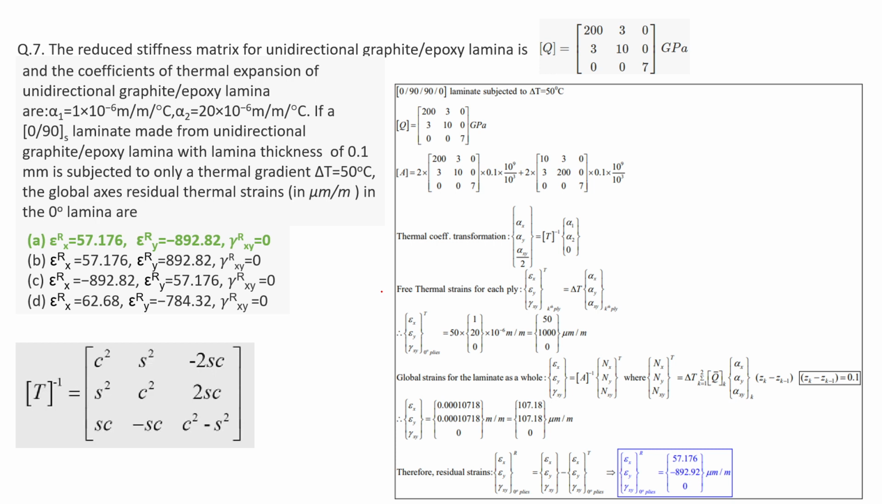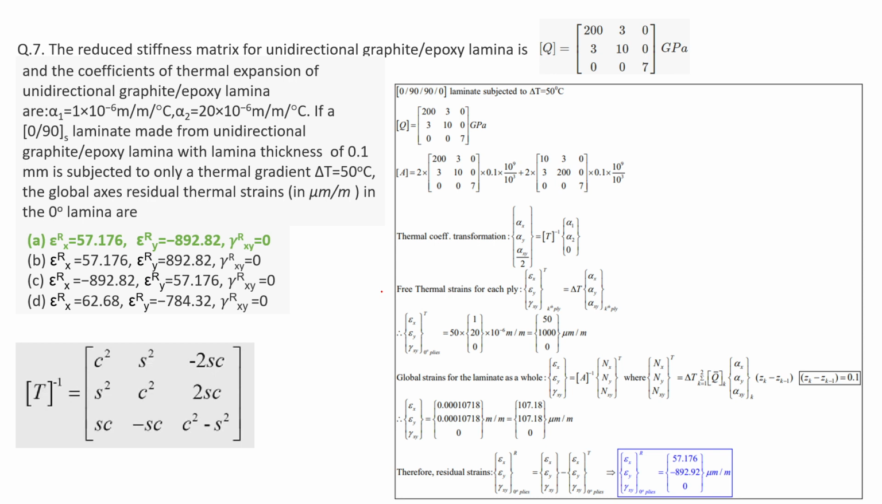Next question is that the reduced stiffness matrix for a unidirectional graphite epoxy lamina is given, which is the same as the previous one. And the coefficients of thermal expansion of the unidirectional graphite epoxy lamina are alpha 1 equal to 1 into 10 to the power minus 6 meter per degree Celsius and alpha 2 equal to 20 into 10 to the power minus 6 meter per degree Celsius. If a 0/90 symmetric laminate made from unidirectional graphite epoxy lamina with lamina thickness of 0.1 mm is subjected to only a thermal gradient delta T equal to 50 degrees, the global axis residual thermal strains in the 0 degree lamina are?